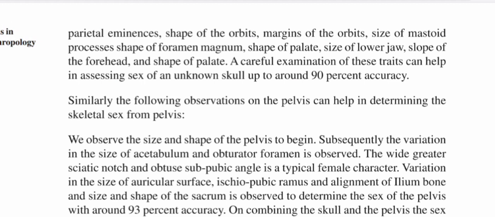We observe the size and shape of the pelvis to begin. Subsequently, the variation in the size of acetabulum and obturator foramen is observed. The wide greater sciatic notch and obtuse subpubic angle is a typical female character. Variation in the size of auricular surface, ischiopubic ramus, and alignment of ilium bone and size and shape of sacrum is observed to determine the sex of pelvis with around 93% accuracy.